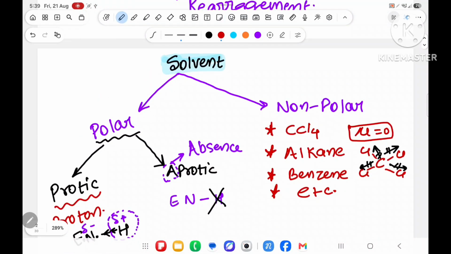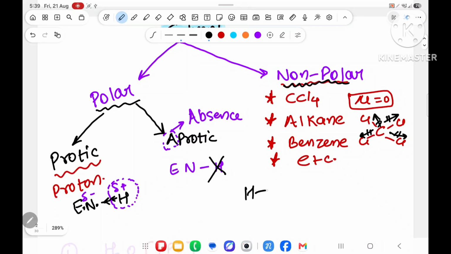Then solvents are of two types, polar and non-polar. Non-polar means they don't have polarity. Polar means they have polarity, like H-O-H, which will break into minus and plus. This is called polar. Non-polar means no polarity.